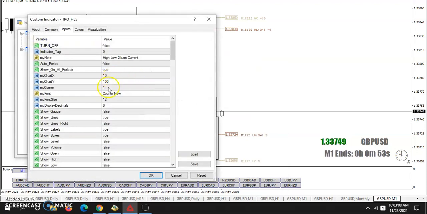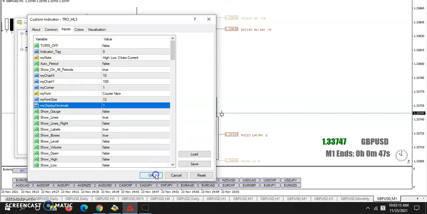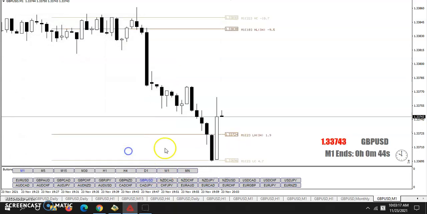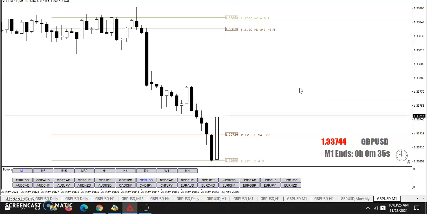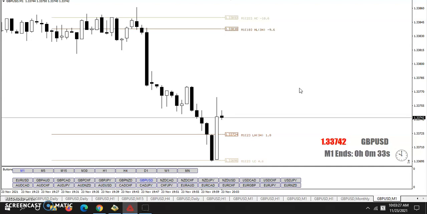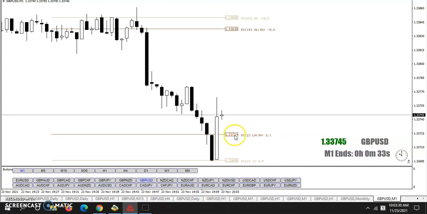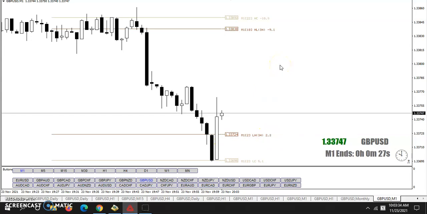And one other feature I added was my display decimals, because normally I was showing this in just pips, but sometimes it's nice to know the points. So if you know what your broker's spread is, what you need to cover, say your broker has a spread of 1 pip, then you know if you enter here, this number has to get to 1 before you start to see profit.